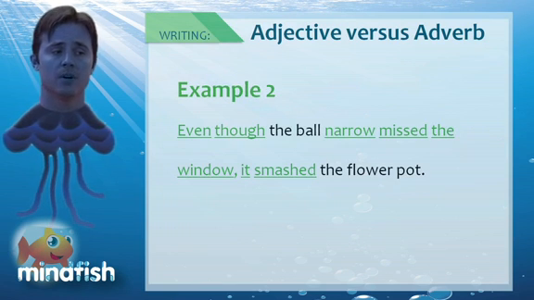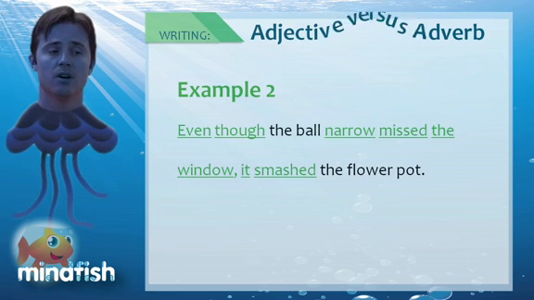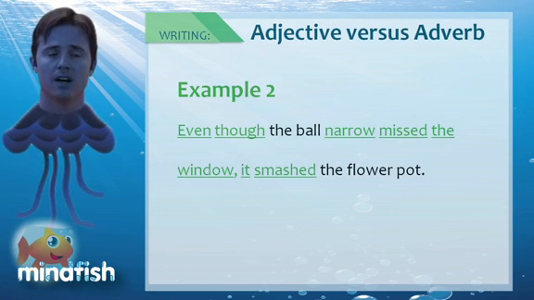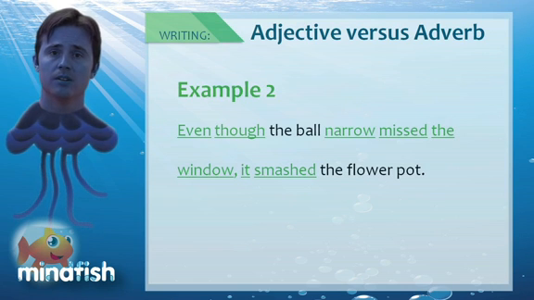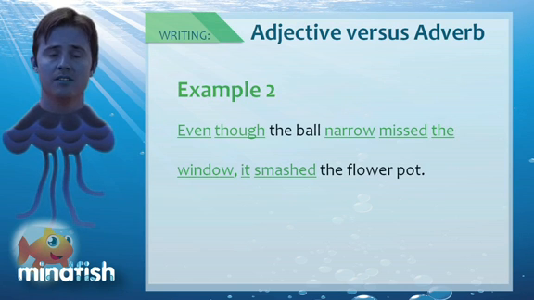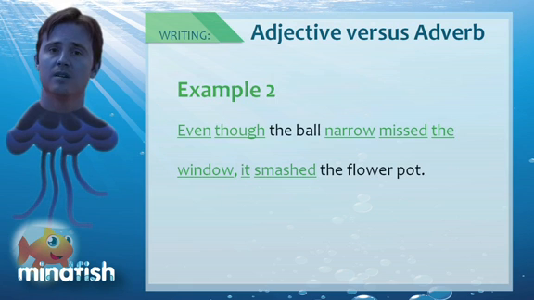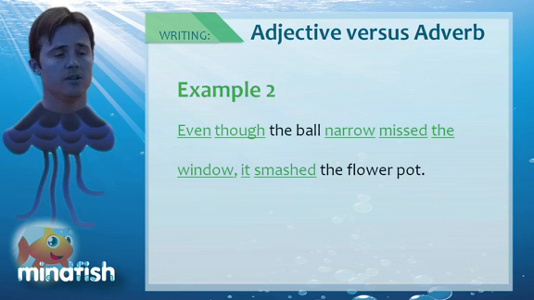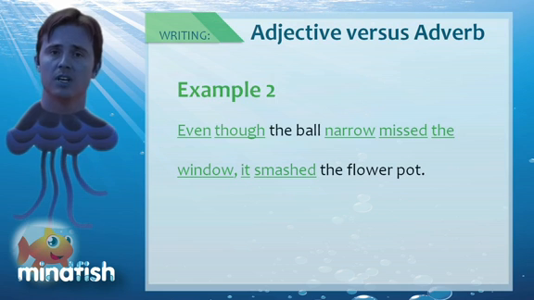Let's look at another example. Even though the ball narrow missed the window, it smashed the flower pot. So the adjective here is narrow. Now, since narrow is describing missed, and missed is a verb, we need to make this narrowly. So again, you can see we have an adjective that should be an adverb.